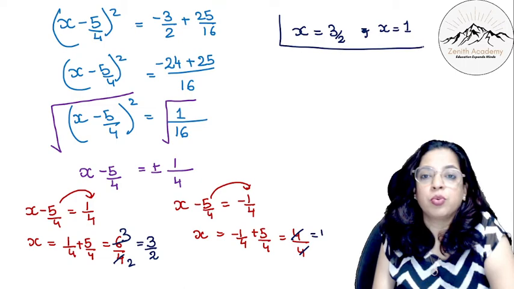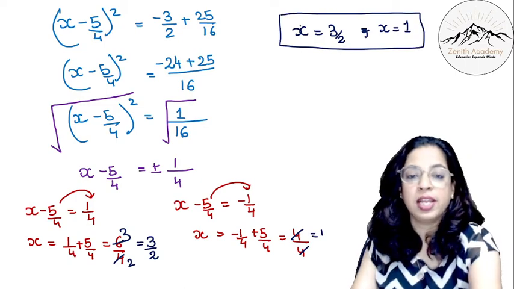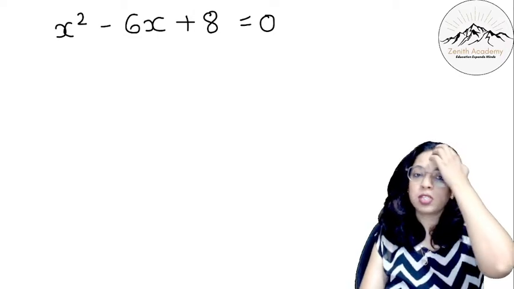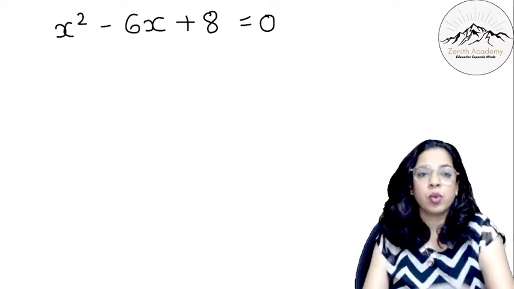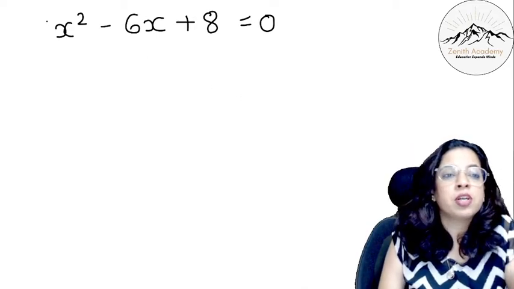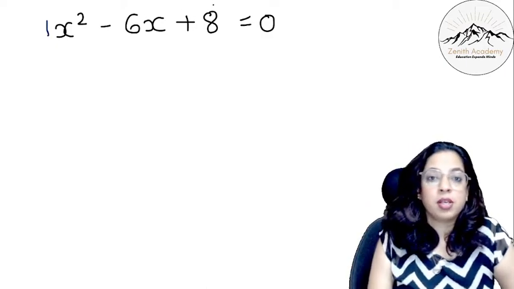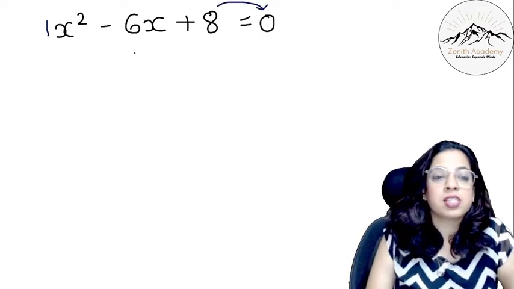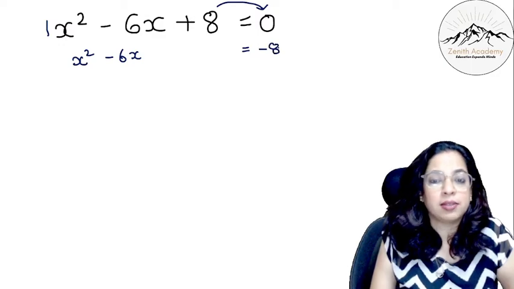These are the two roots of the given quadratic equation. I hope this is very clear to you. Let's do some more sums. So in the third one, now x square minus 6x plus 8 equal to 0. In this, the coefficient of x square is already 1, so we don't need to do that first step. So directly take the constant on the other side. We can begin from here. X square minus 6x is equal to minus 8.